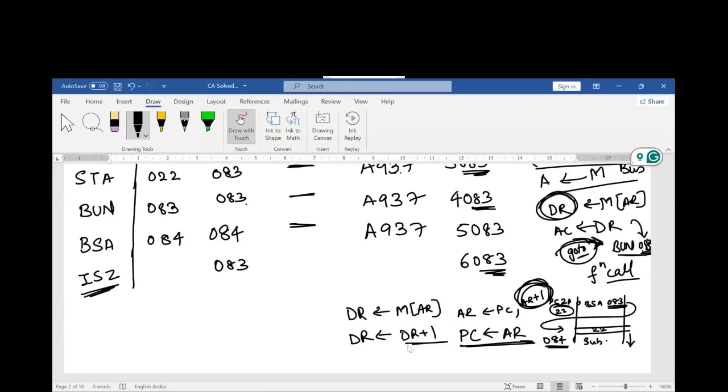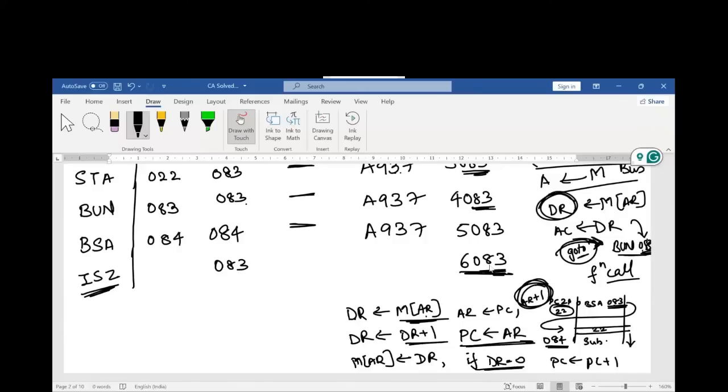Now this DR is incremented. What we need to do is increment the memory word and then check if it is 0, skip the next instruction. So here, in the first step, we are bringing the memory word to DR, we are incrementing the DR, and then we are storing the memory word back to its original location, and simultaneously we are checking if DR is 0, I need to skip PC. PC equals PC plus 1. Okay, so here what will happen?